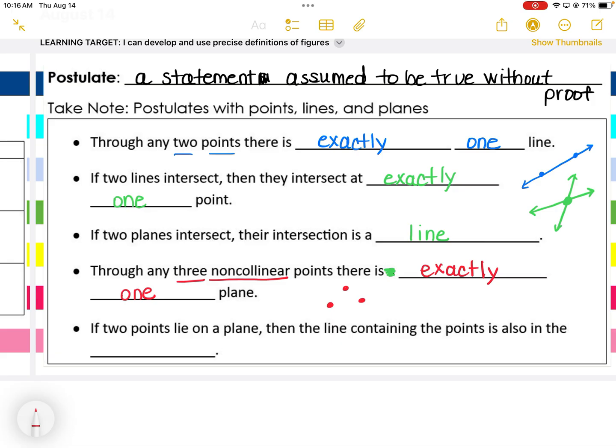And then finally, if 2 points lie on a plane, then the line containing the points is also in the plane. Okay, also in the plane.